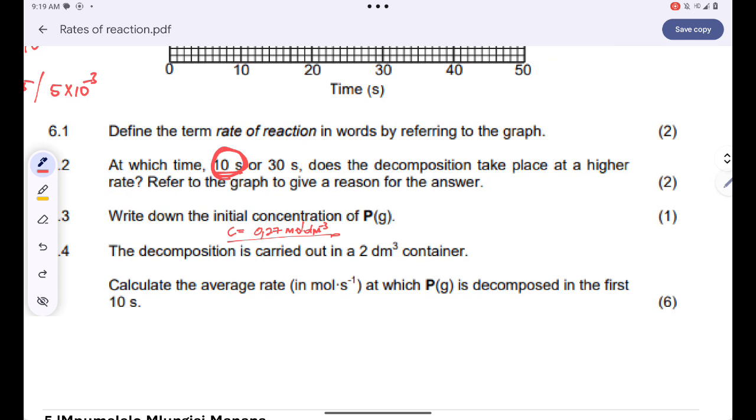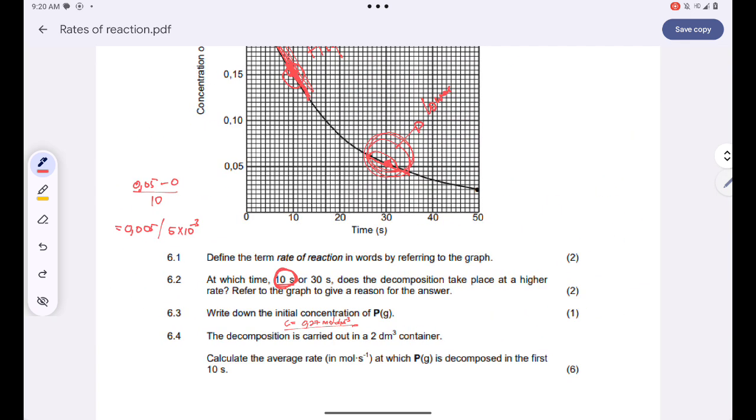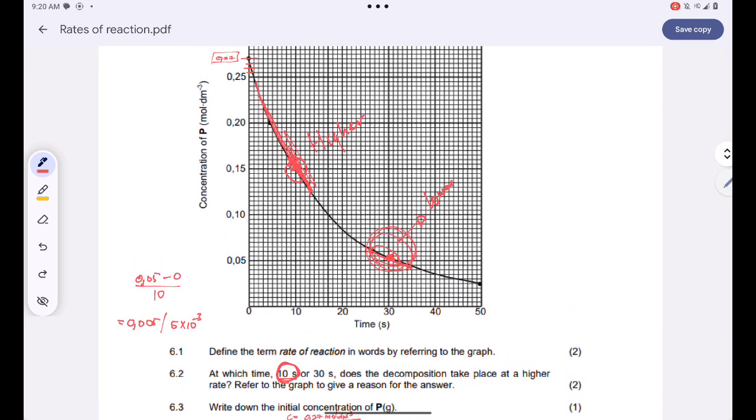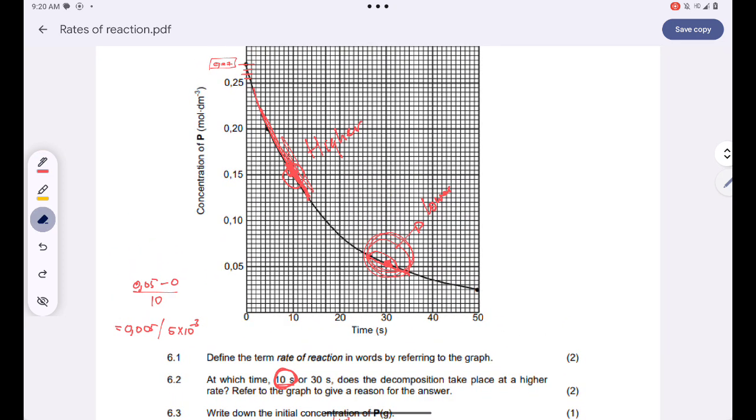That's our concentration. The decomposition is carried out in a 2 cubic decimeter container. Calculate the average rate in moles per second at which P will decompose. Since they want us to calculate the rate in moles per second, we must know the number of moles initially and the number of moles at 10 seconds. Are you together? But for us to do that, we must know the concentrations.